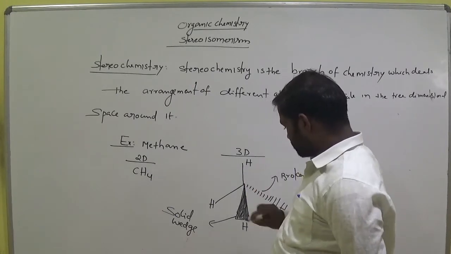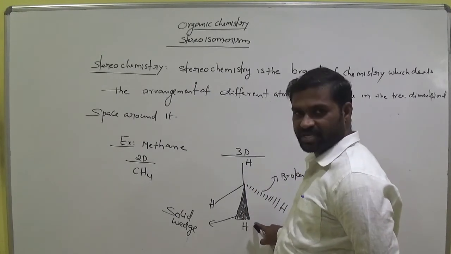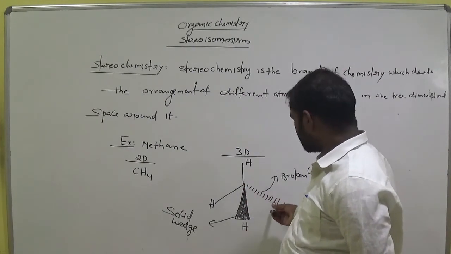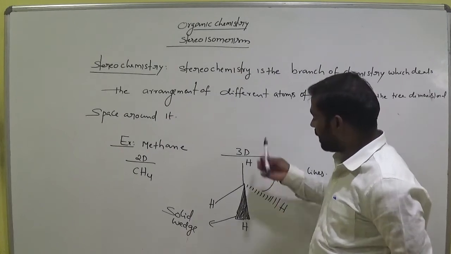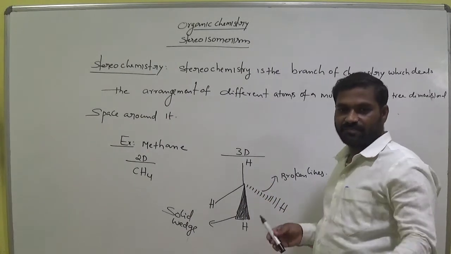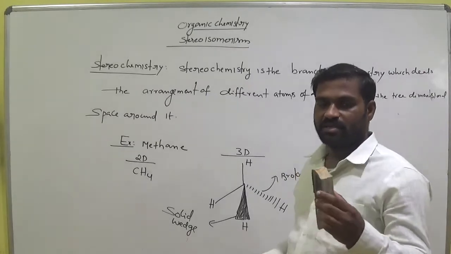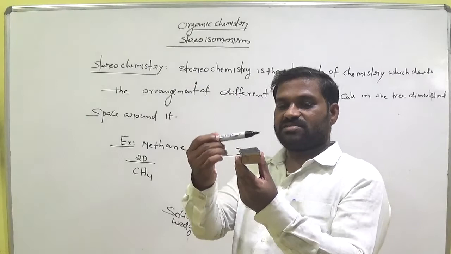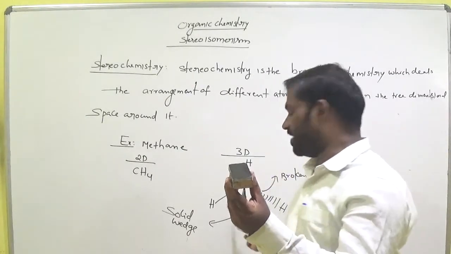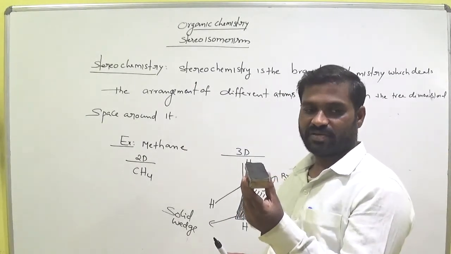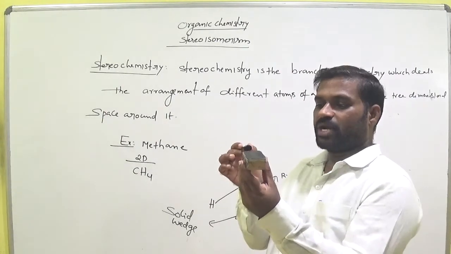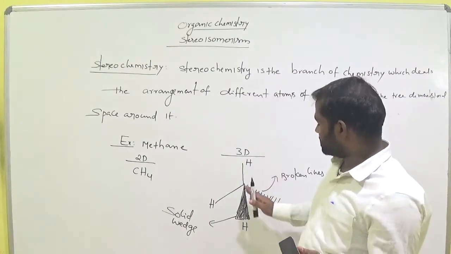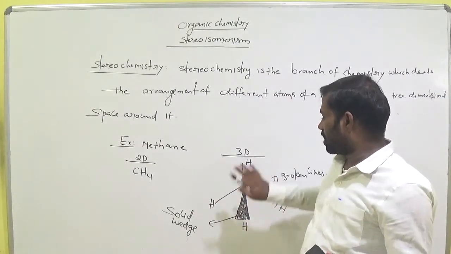What is the meaning of the solid wedge representation? This hydrogen is towards me. This broken line hydrogen is exactly the backside of this hydrogen. Simple. This is the carbon center. This is one hydrogen, this is the solid wedge hydrogen, this is the broken line hydrogen, on the backside of the board. This is the front side of the board. These two are on the board.